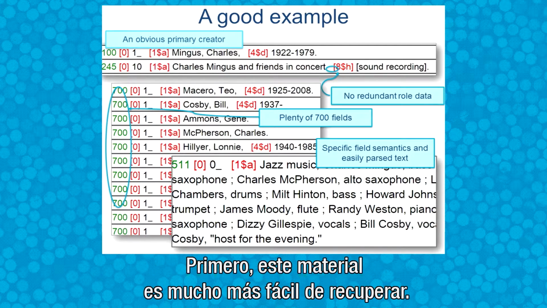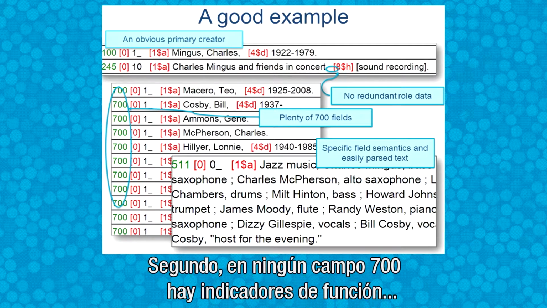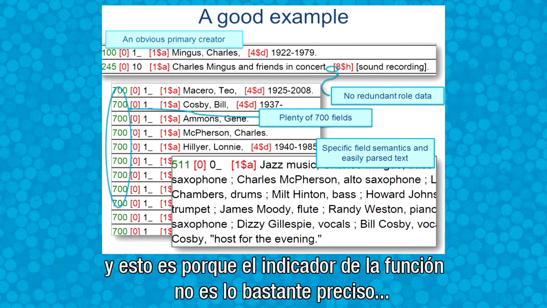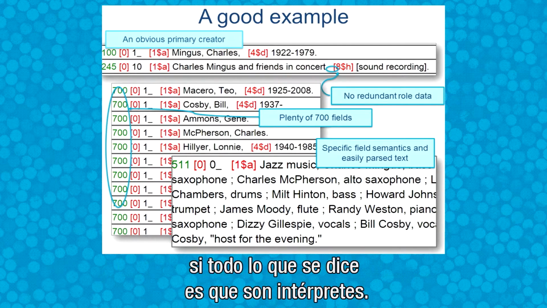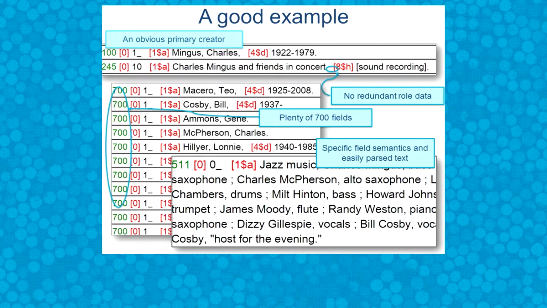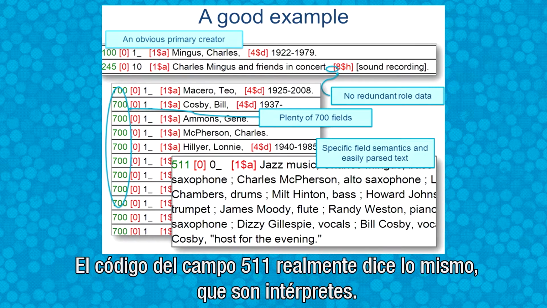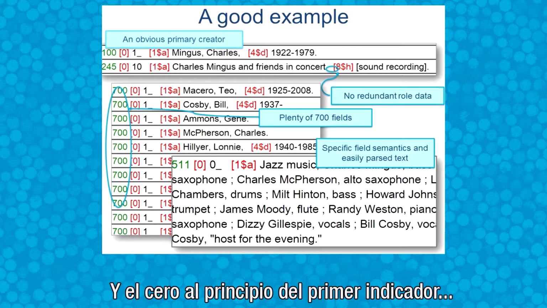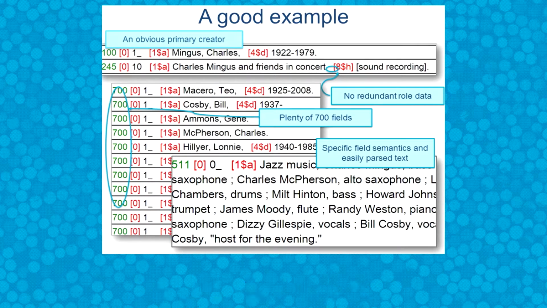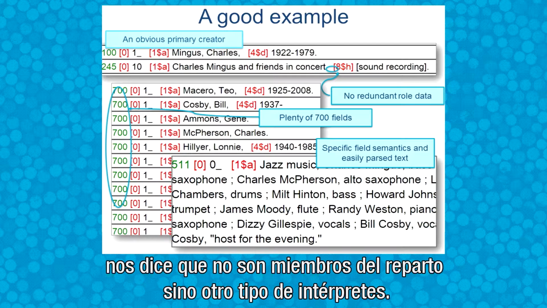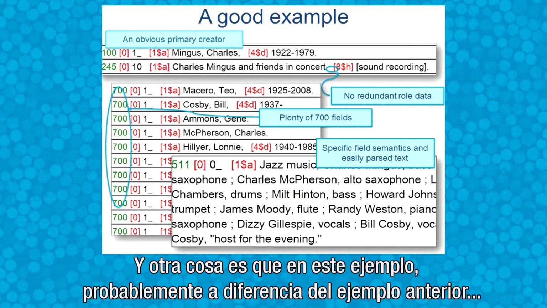First, that this material is much more easily recoverable. Secondly, lots and lots of 700 fields. There aren't any role designators in this because the role designators don't get specific enough. And if all you said was that they were performers, the coding of the 511 field actually says the same thing, that they're performers, and the 0 at the beginning in the first indicator is telling us that they're not stage performers, but other kinds of performers.